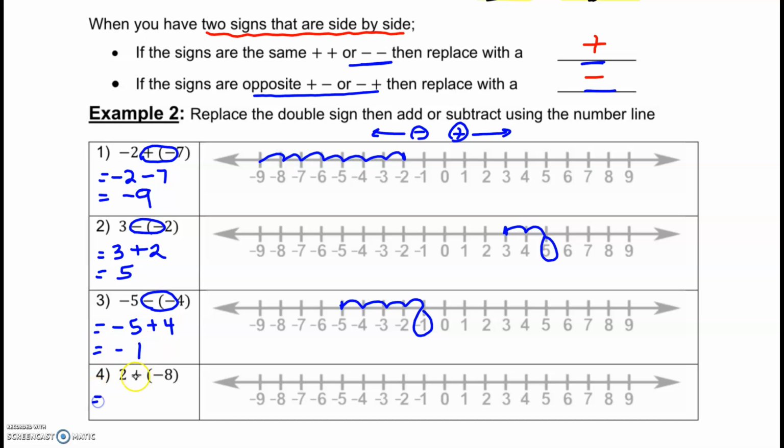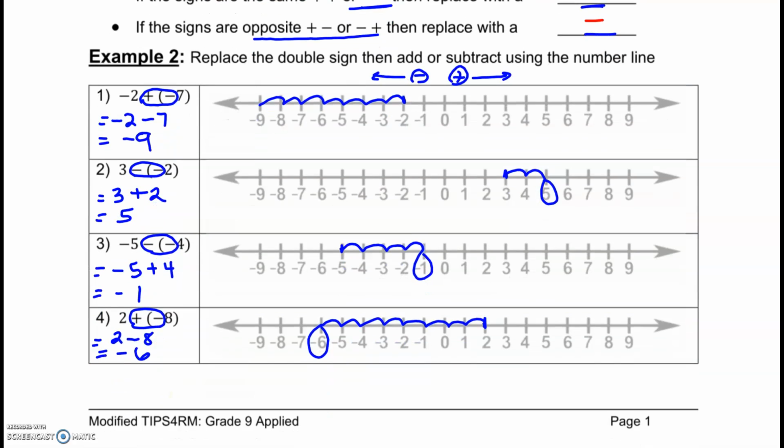Okay, and our last one, I'm starting on 2, and then let's go ahead and simplify our double sign. So opposite signs, we know goes to a negative. And 2 minus 8, I'm on 2, and I have to go to the left 8. Since it's a negative 8, or a subtract 8, we go 1, 2, 3, 4, 5, 6, 7, 8. And my final answer would be -6.